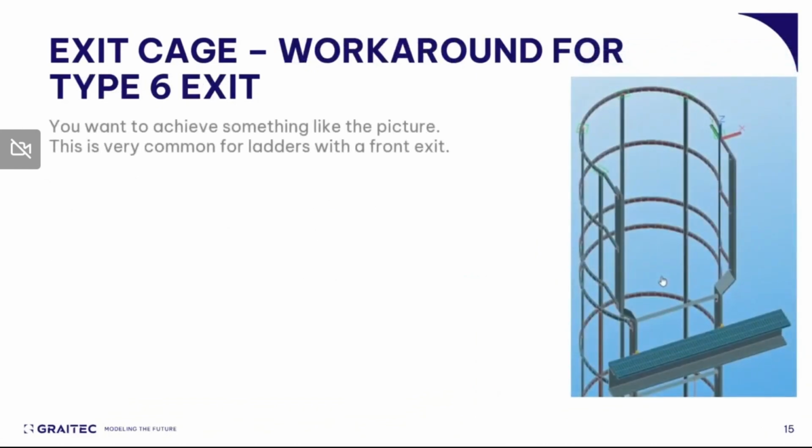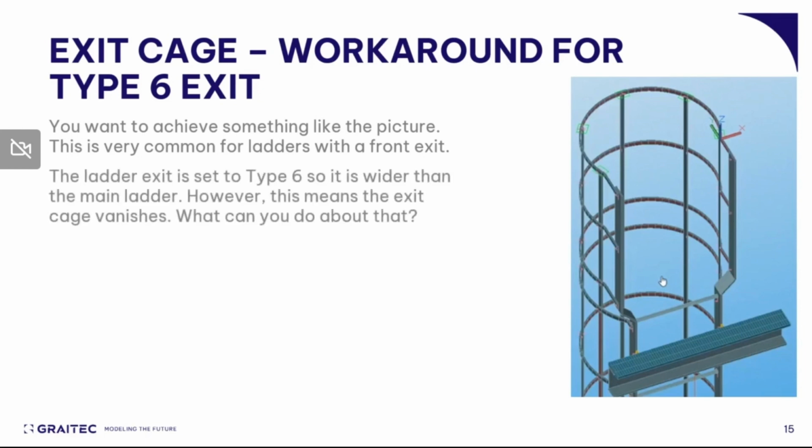Okay, so we've been promising a workaround. What happens when the ladder exit isn't straight? I think the most common way to exit a ladder is forwards at the top rung, like we show in the picture here, and that probably uses exit type 6. So when you've got an exit like that, what would you do?